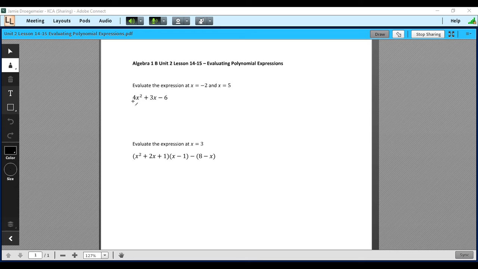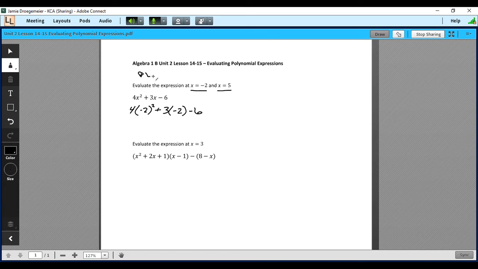So in our first example here, we have our expression 4x squared plus 3x minus 6. And we want to evaluate this expression at both x equals -2 and x equals 5. And so all we need to do to make that happen is we're going to substitute or plug in that value -2 for x. So everywhere I have an x, I'm going to plug in -2, and then we're going to evaluate it. And this is where we're using our order of operations.